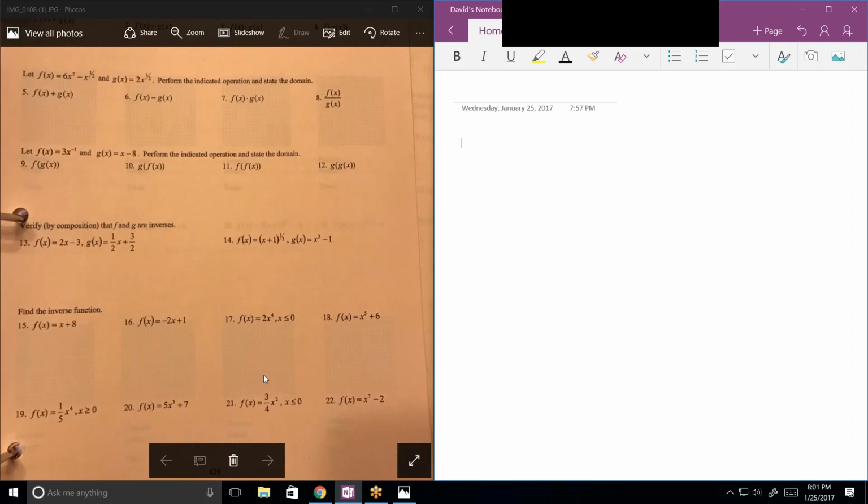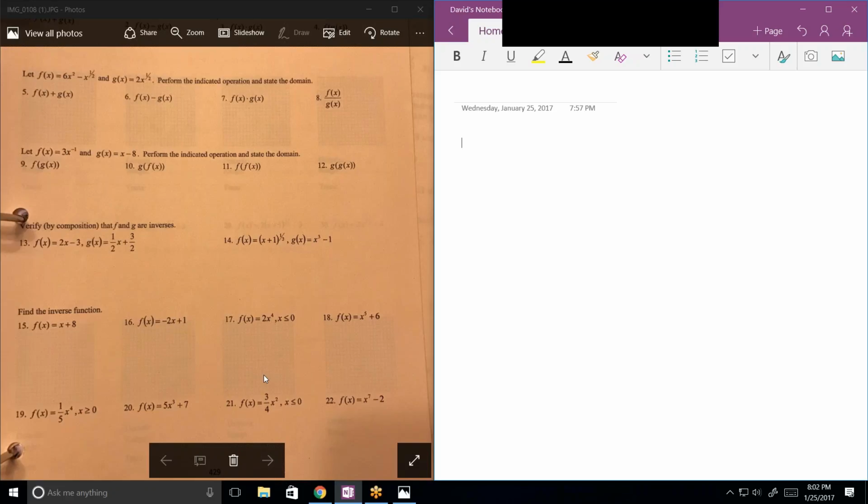I'm not sure we got to the domain on number 12 or 11. I don't think we did. We actually talked about the domains on maybe 5, 6, and 7. The most important thing to remember about domain with composite functions is use the restrictions for everything. In other words, look at the domain of f of x, look at the domain of g of x, and then look at the domain of f of g of x. And if there are multiple restrictions from the different functions, use all of that in your domain restrictions.